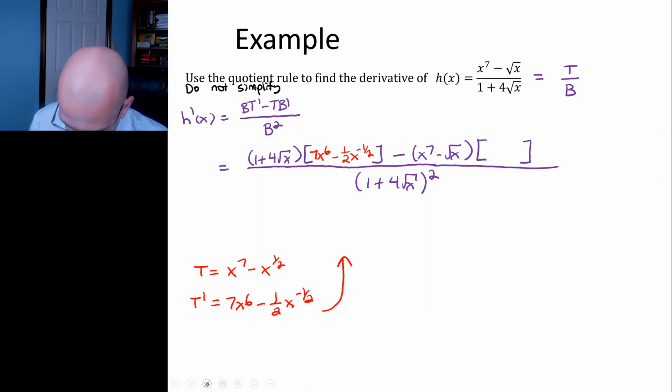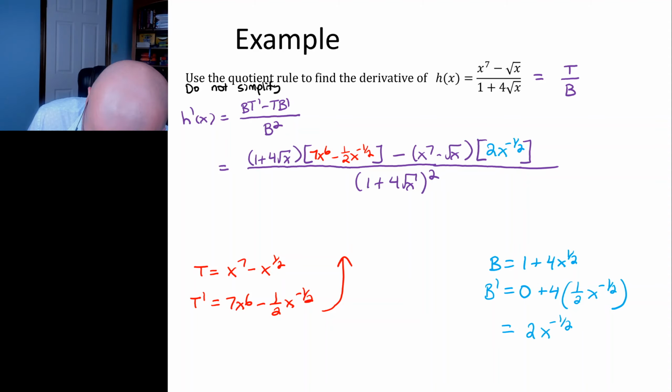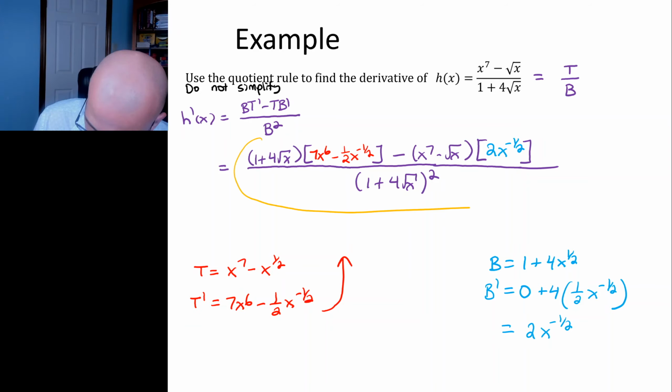And then for b is 1 plus 4x to the 1/2. So b prime is going to be 0 plus 4 times 1/2 x to the negative 1/2. So that's going to be 2 x to the negative 1/2. Okay, and since the question says do not simplify, that's it.